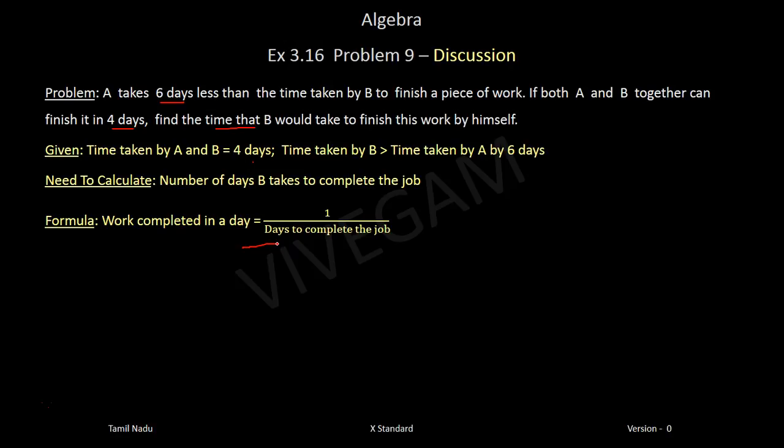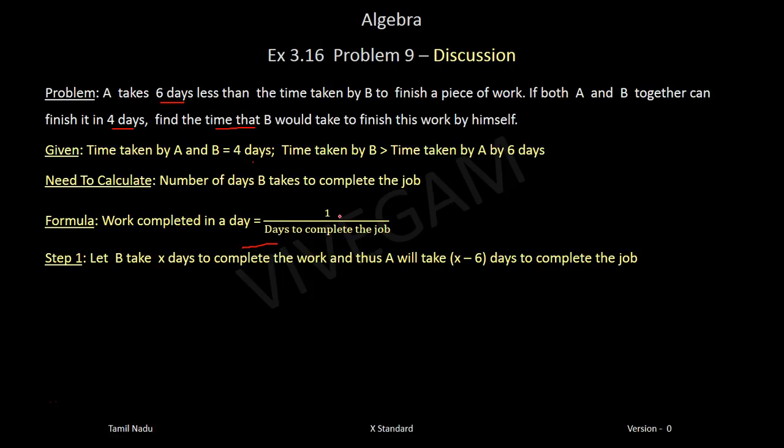So the key is the work completed in a day is 1 divided by days to complete the job. Or work completed in a day times days to complete will be equal to 1. Take one example, let's say 10. If he takes 10 days to complete a job, in one day he will be doing 1/10 of the job, which is 10%. Every day he does 10%. So 10% into 10, 100% he will finish in 10 days. So the key formula is work completed in a day is 1 by days to complete the job.